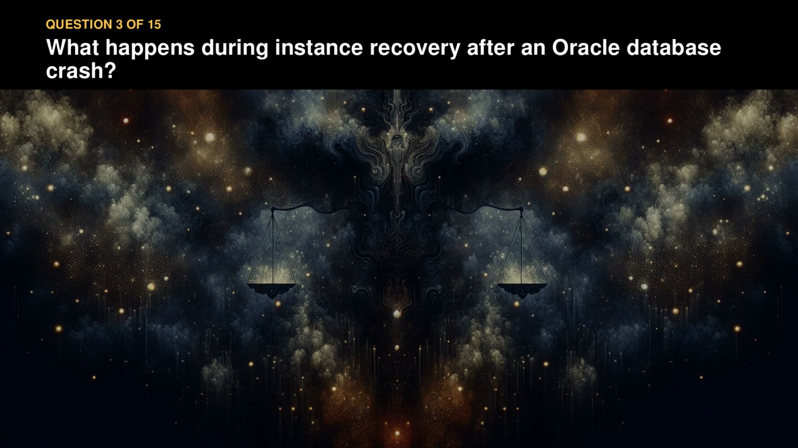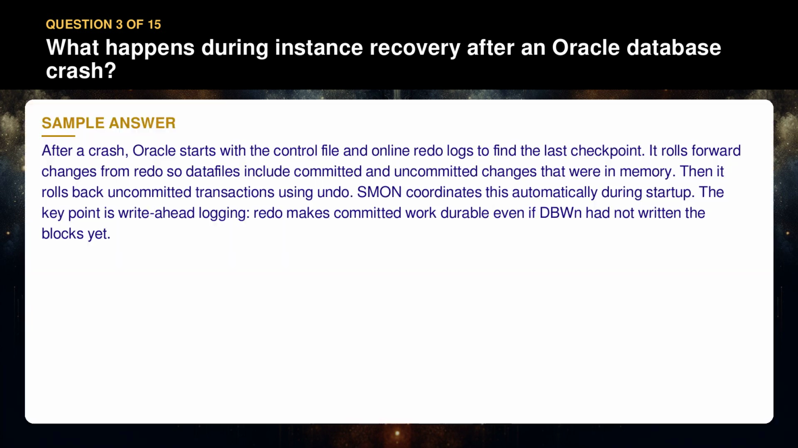Question 3. What happens during instance recovery after an Oracle database crash? After a crash, Oracle starts with the control file and online redo logs to find the last checkpoint. It rolls forward changes from redo, so data files include committed and uncommitted changes that were in memory. Then it rolls back uncommitted transactions using undo.